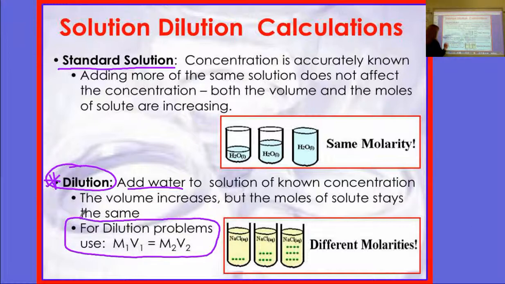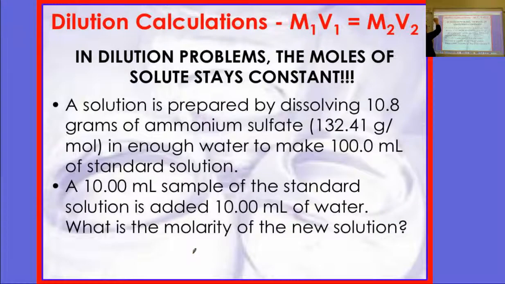This equation should look similar to you. It's in the same format as one of the gas law equations, where M1 stands for the initial concentration. V1 is how much of that standard solution we use. M2 is my final concentration, again, always lower than initial. And V2 is our final volume. So let's try some of these.